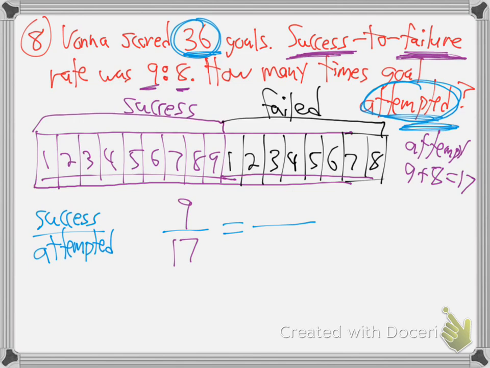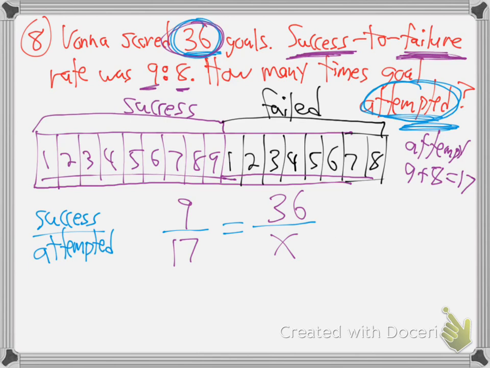9 to 17. And then from there, what am I going to do with the 36? Where's that one go? That's the goals she succeeded at. That's the goals she made. And then X goes down here, right? We always have an X. That's what they want from us, how many she attempted total. So she makes 9 out of every 17 she tries. If she made 36 total, how many did she try total? Does everybody see that? Is that making sense?